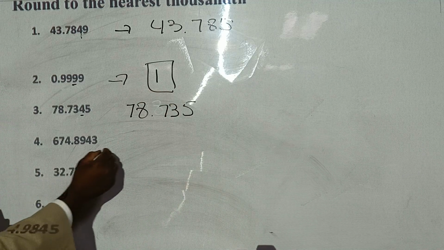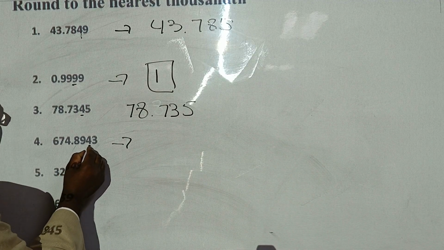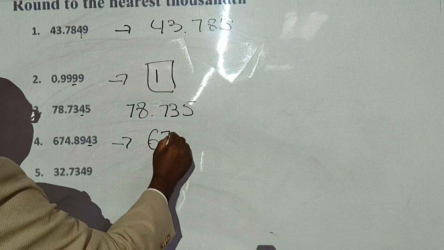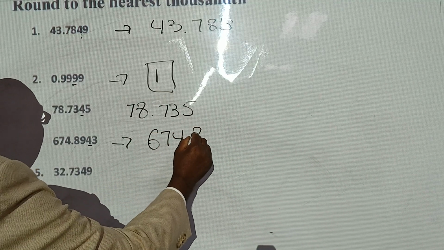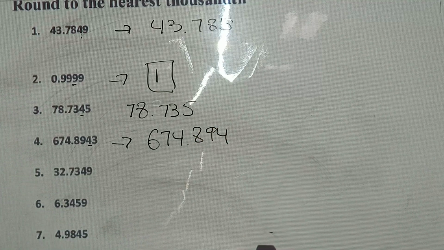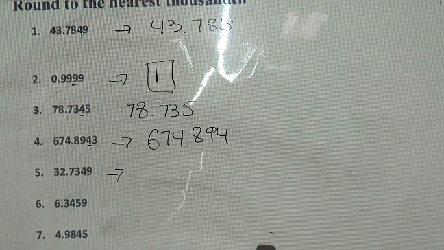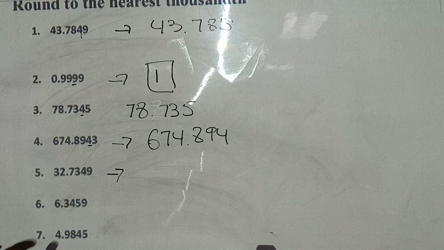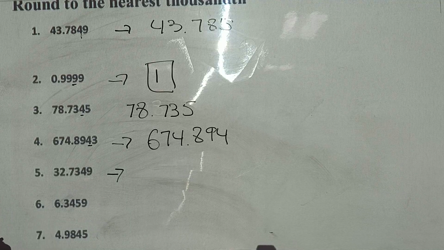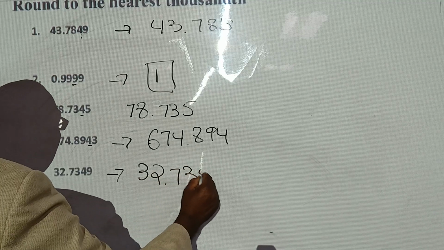All right, let's look at this one here. This is 674.8943. Our thousandth place is 4. The number after that is less than 5. So this becomes 674.894. Then here, what you got? You got 32.7349. Right here, our thousandth place is 4. The number after that is 5 or more. So this will become 32.735.